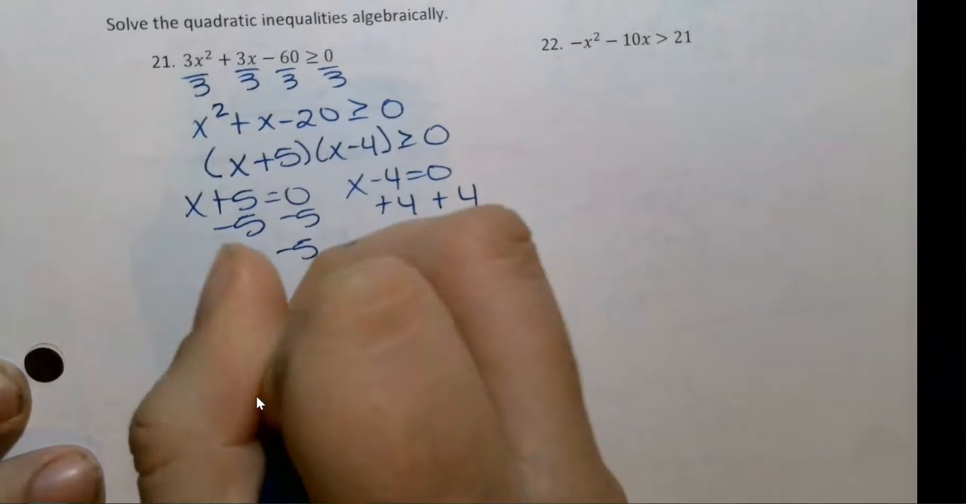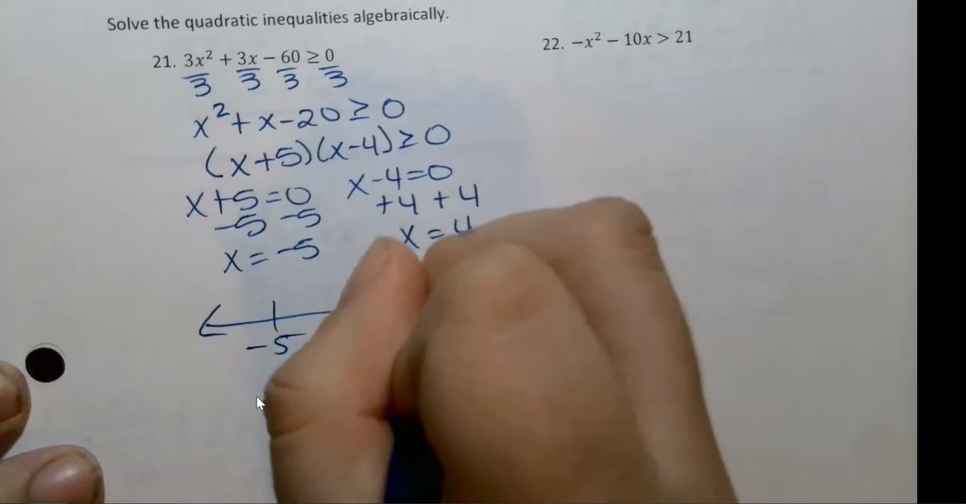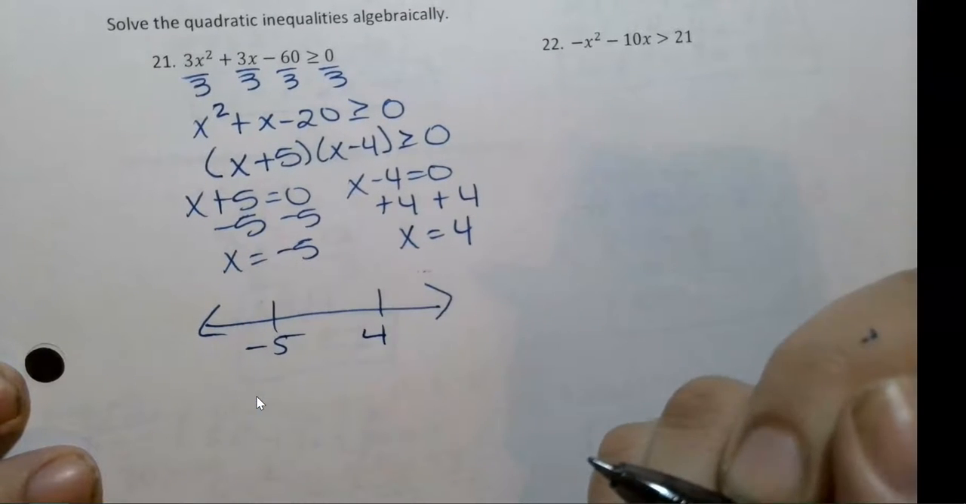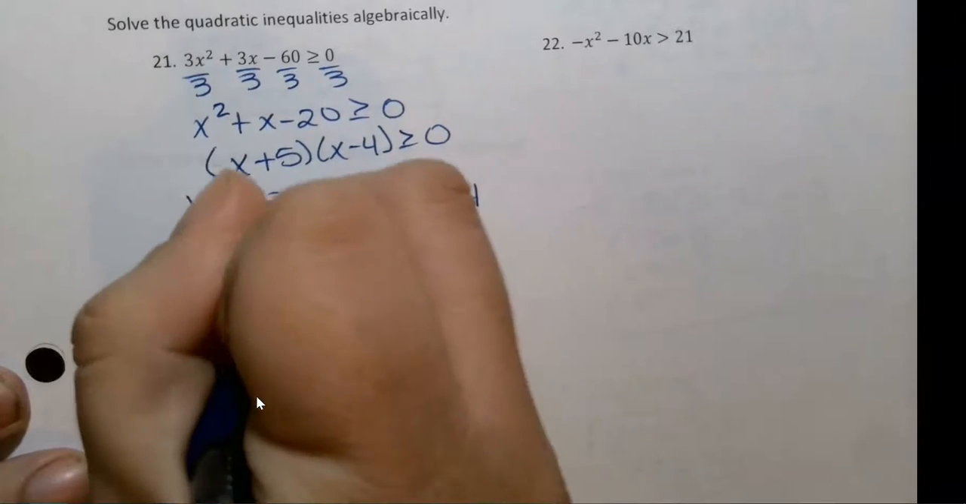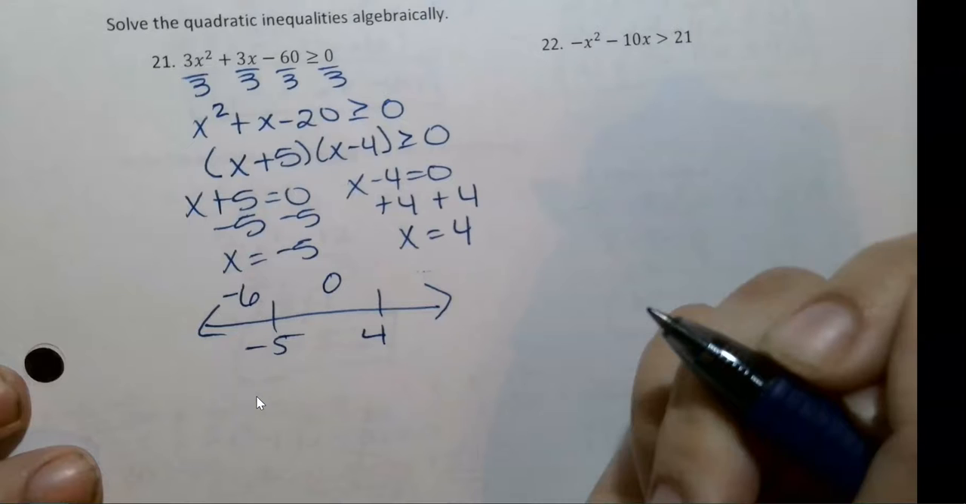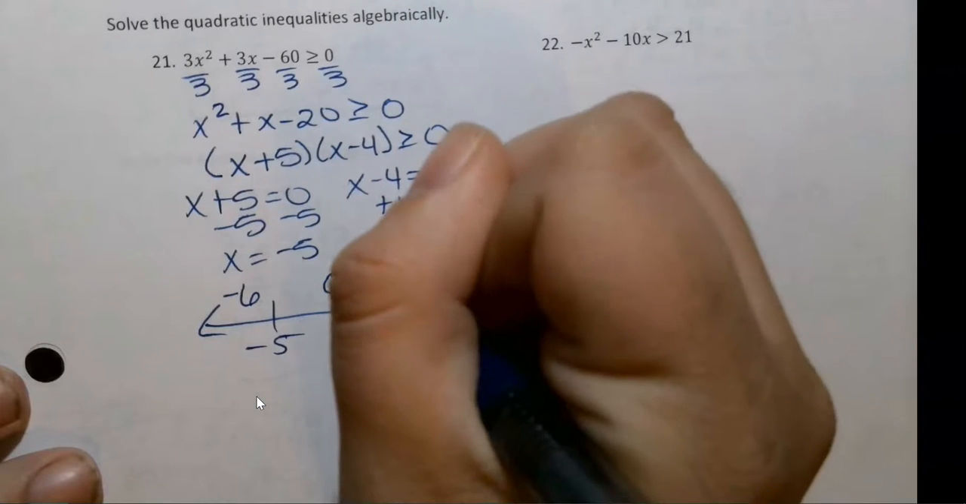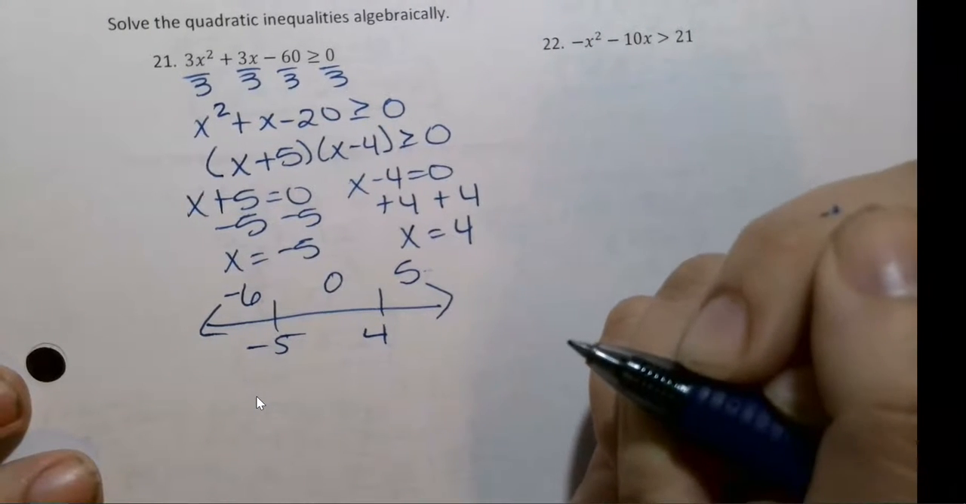Then I want to put these on a number line. -5 is smaller, so it goes on the left. 4 is larger, so it goes on the right. Then I want test values. So I want a number less than -5. I'm going to go with -6. I want a number in between. I'm going to pick 0. And then I want a number greater than 4, so I'm going to pick 5.